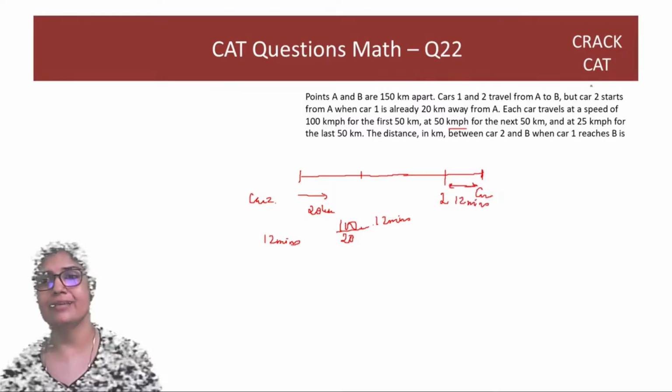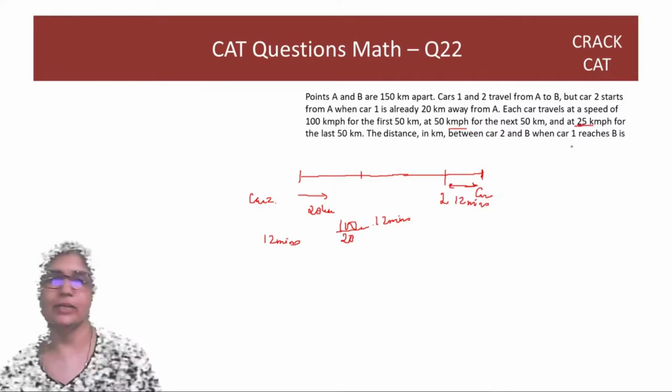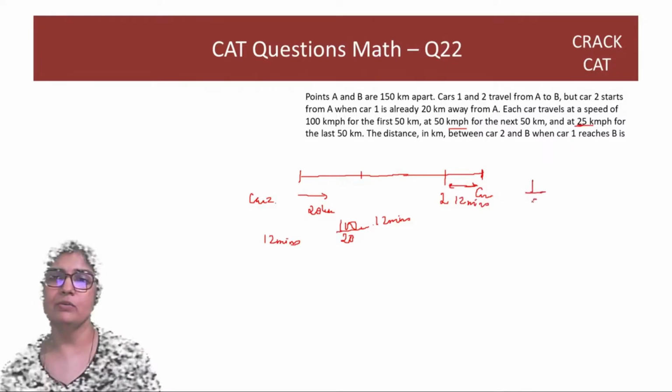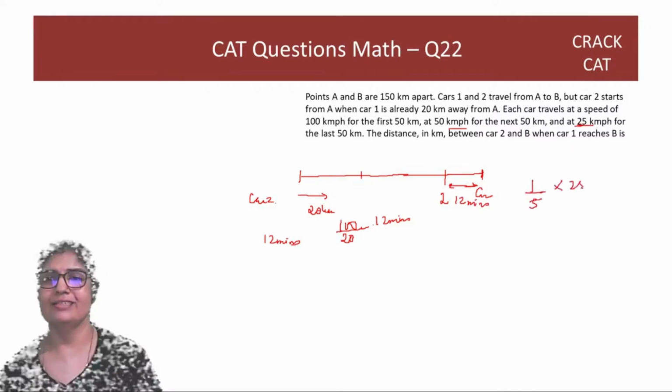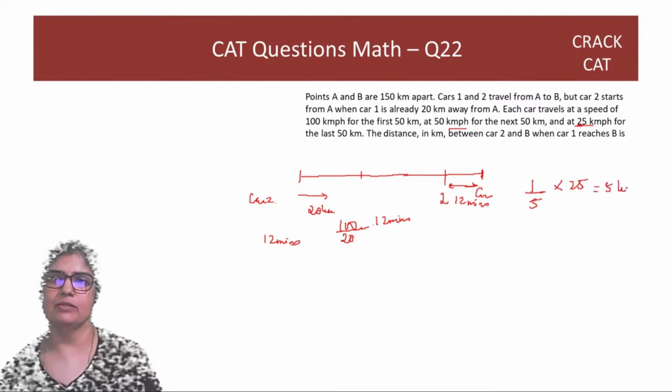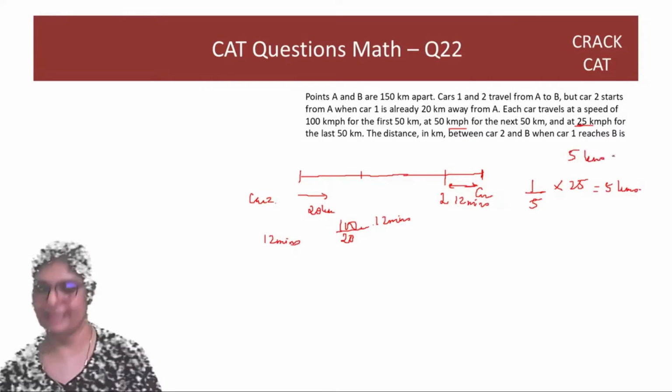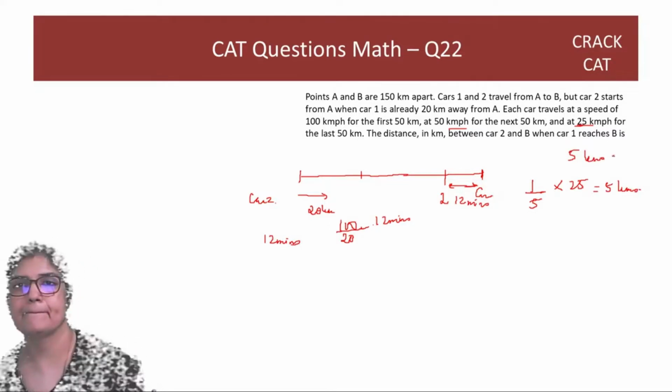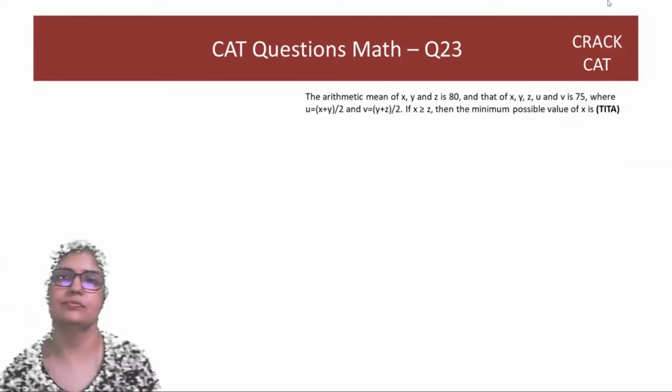But the thing is that here their speeds are 25 kilometers per hour. So 12 minutes, which is 1/5 of an hour, the distance between them will be 5 kilometers. That's your answer. 23rd.